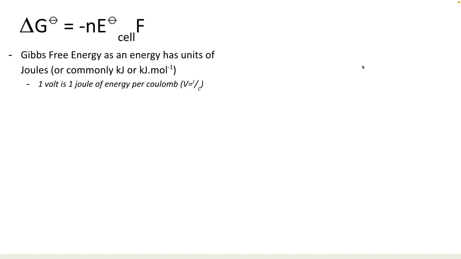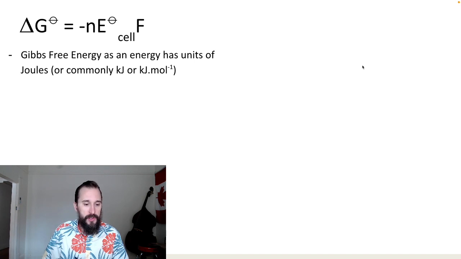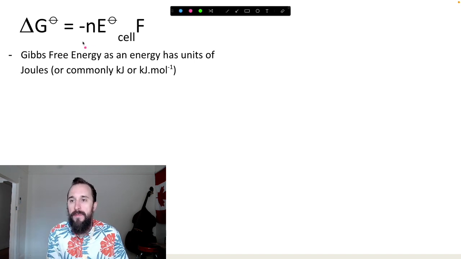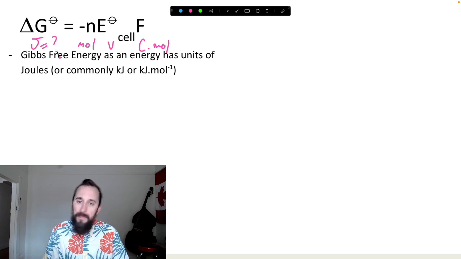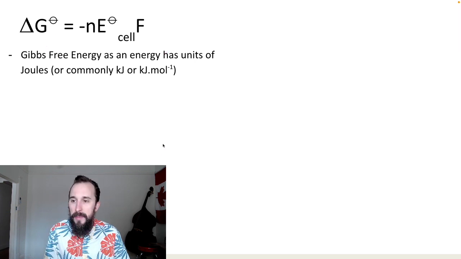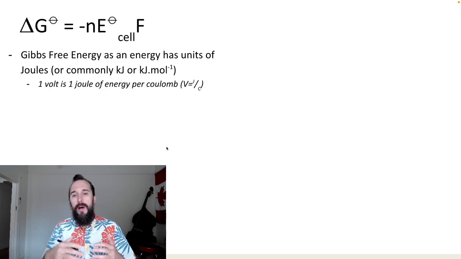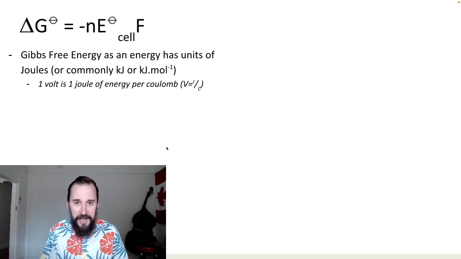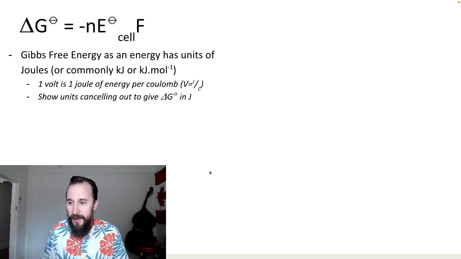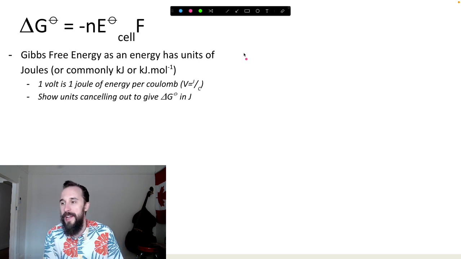Gibbs free energy, as an energy, has units of joules, or commonly kilojoules or kilojoules per mole. But we've got units up here of moles, volts, and a Faraday, which is coulombs per mole. You might go, hey, where are the joules coming from? What's the deal? Let's talk about it. Let's extrapolate some units. As it turns out, 1 volt is 1 joule of energy per coulomb. Physics. So we can use this to show our units cancelling out to give our joules for our delta G.